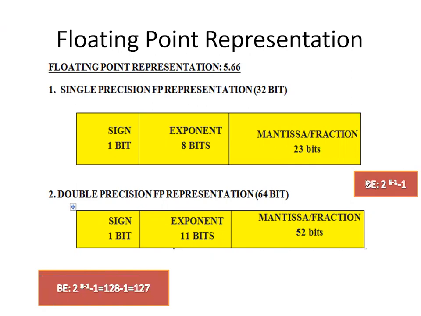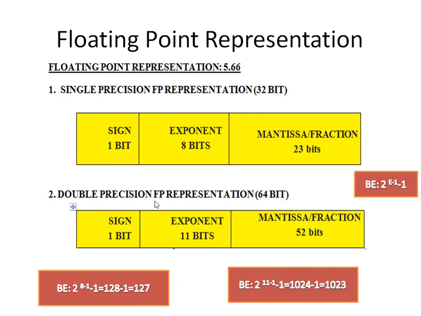While talking about the bias exponent, we have the formula 2 power e minus 1, minus 1, where e is the number of exponent bits. For the single precision floating point, the exponent has 8 bits, so you substitute e by 8. You get 2 power 8 minus 1, minus 1. That is 128 minus 1, which is 127. So the biased exponent value of the single precision floating point is 127.